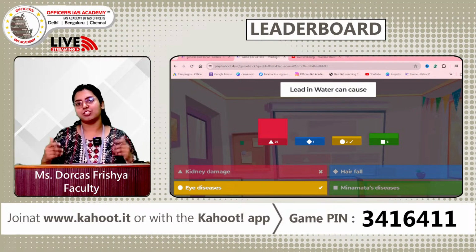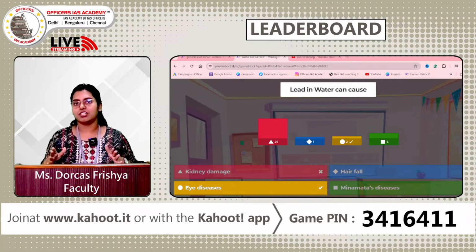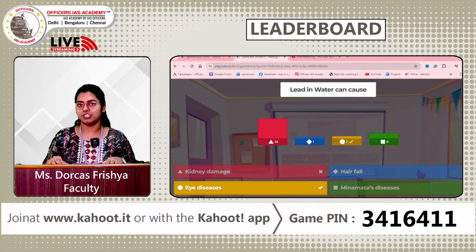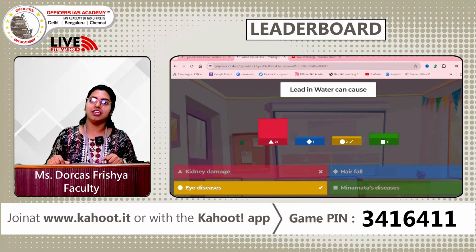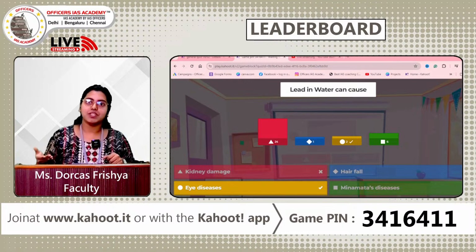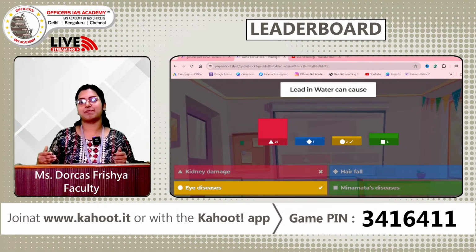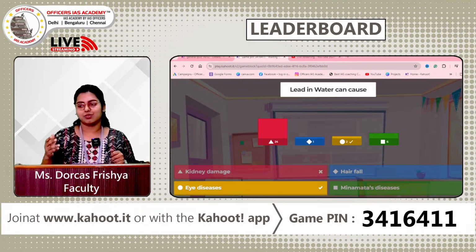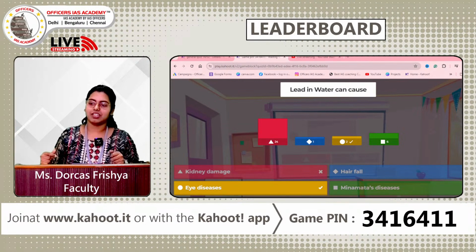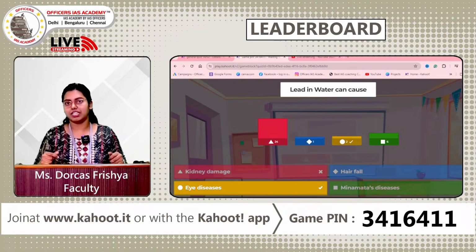Actually, it might damage the kidney also, but now see, whenever there is an option, even when you look at a UPSC question, you can see all 4 options at times to be correct. But what you're supposed to select is which could be more appropriate with respect to that question, isn't it? So in this question, your correct answer would be eye disease and not kidney damage.